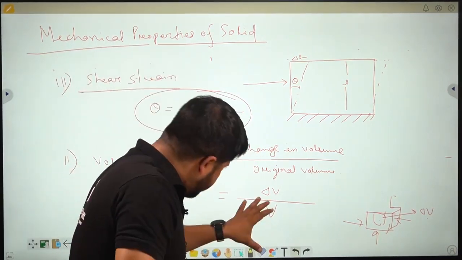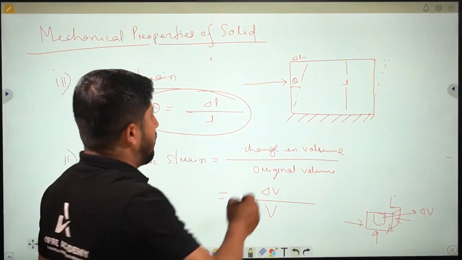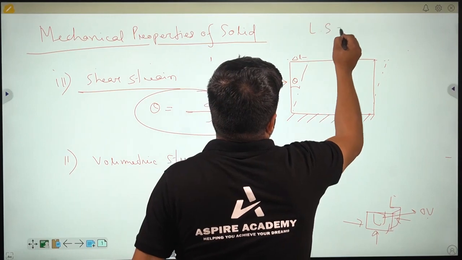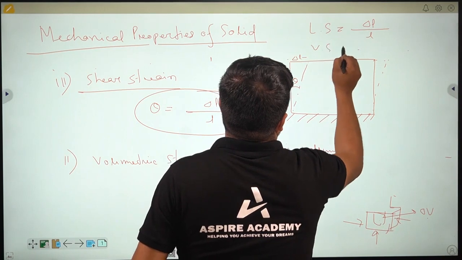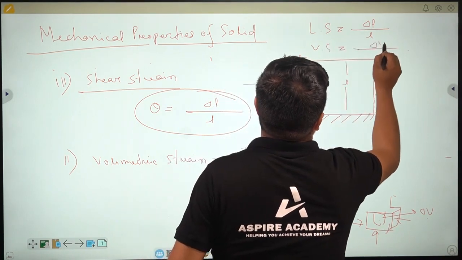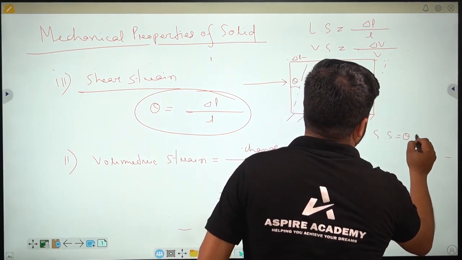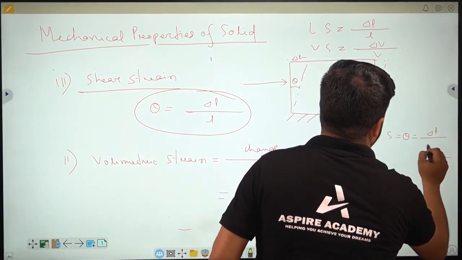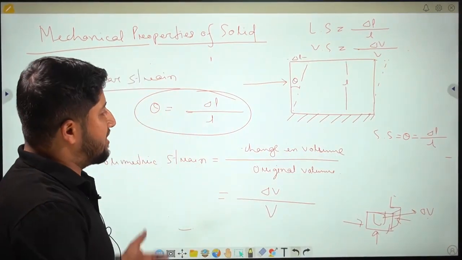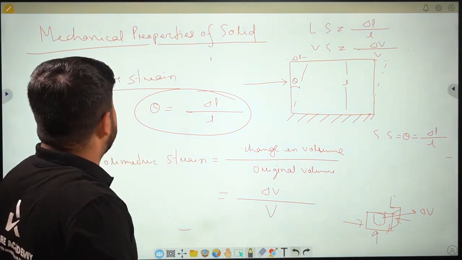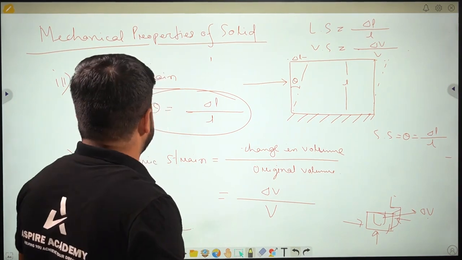Now we are getting three types of strain. First of all, longitudinal strain, which we can represent as del L by L. Volumetric strain, how can we represent it? Del V by V. And similarly, shear strain we can call theta, which is equal to del L by L. So these are the different types of strain. This is very, very important from your exam point of view: longitudinal strain, volumetric strain, and shear strain.